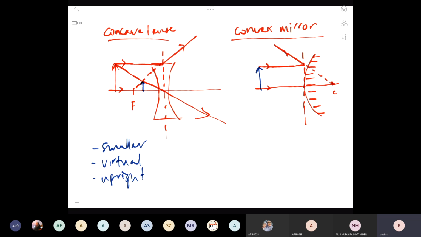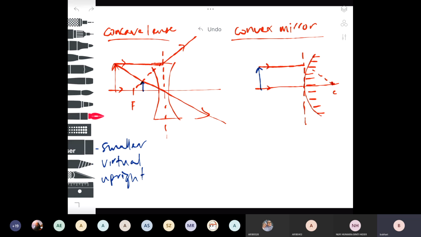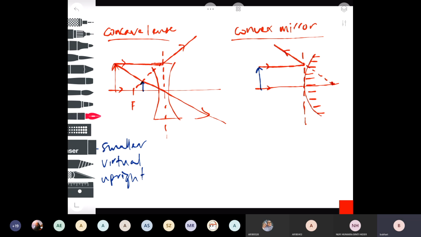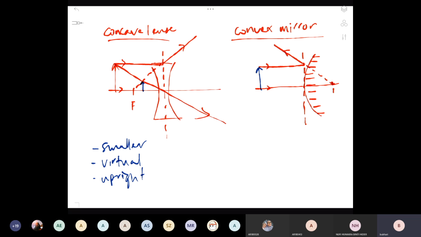Okay, actually, I need to correct something here. I made a mistake here. Actually, this is not C. This is not C. It is F. Sorry, I made a mistake here. So please take note that this is F. Just like this one, it starts from F. Now C should be somewhere here. Okay. You need to make sure that the distance between F and C should be equal.